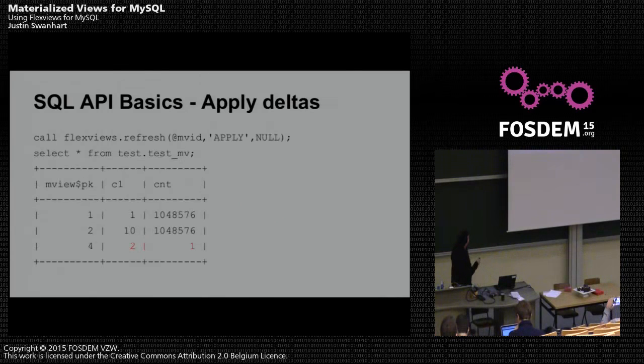Then you apply the delta. So once again, refresh the MVID, but I say apply, and then null to apply all the latest changes. And then when I select from the materialized view itself, you can now see the row has appeared. Right? So the materialized view has been refreshed with the changes.